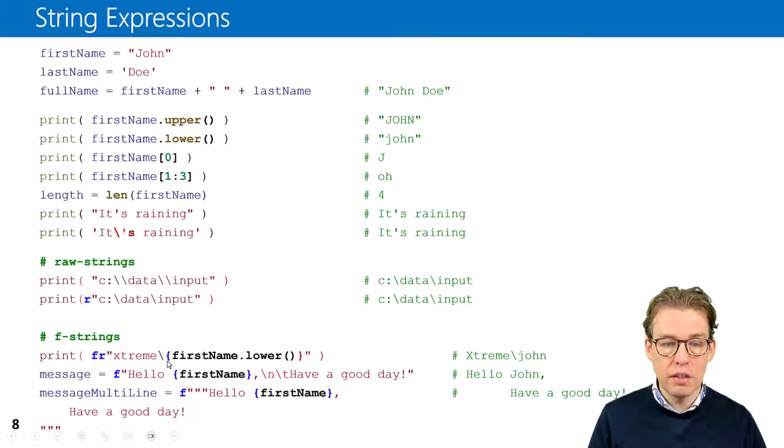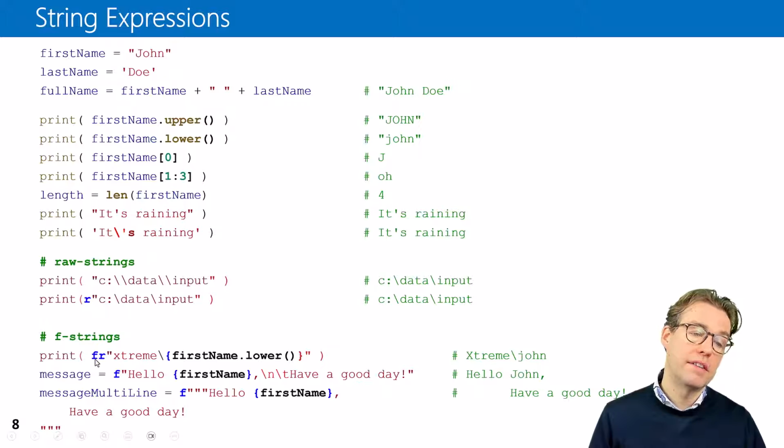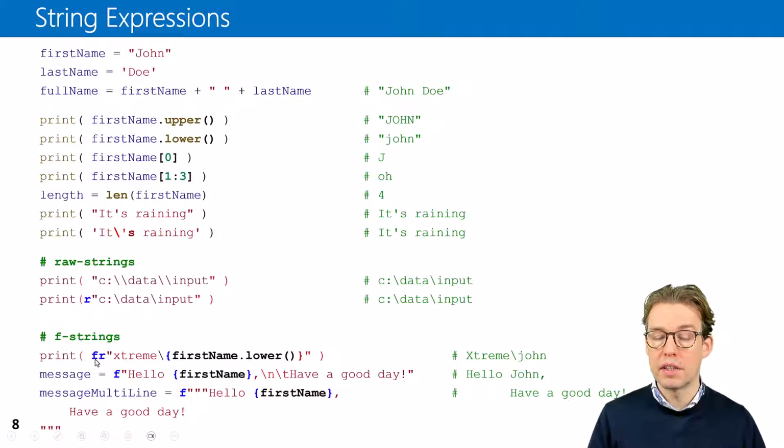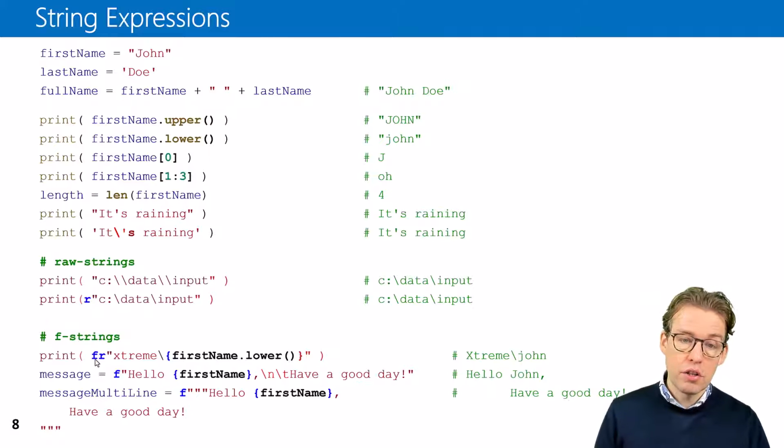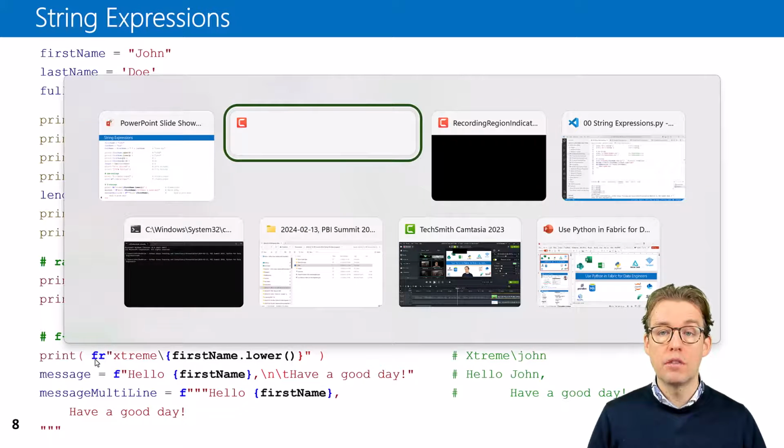Then you can use the curly brackets here, and in the curly brackets you can have a variable name if you add the F. That's what I call a format string. Let's see how this looks in real code. For that I'm going to switch over to Visual Studio Code.